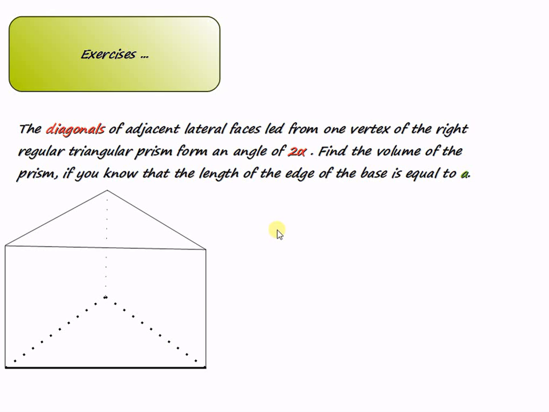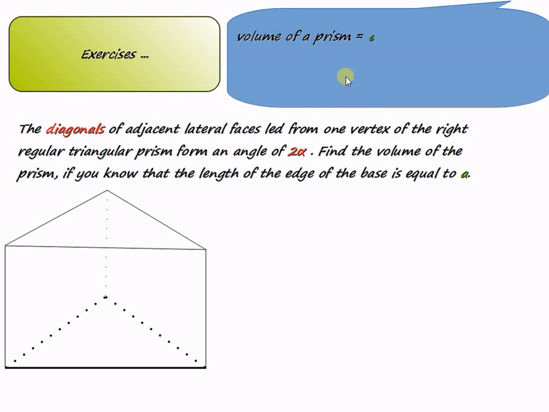In that case, let's recall the formula for the volume of a prism. So, the volume of any prism is equal to the area of its base, which is a triangle in our example, times its height, denoted as h in the example. Obviously, we know neither the area of the base nor the height.